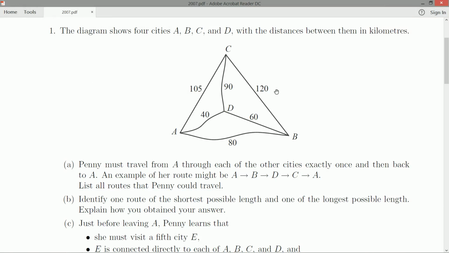Notice that in our map, there's no choices that we need to make. There's not 2 different routes to D, and we have to choose the shortest or anything like that, or that we can only travel one way on something. So, A to B is 80.